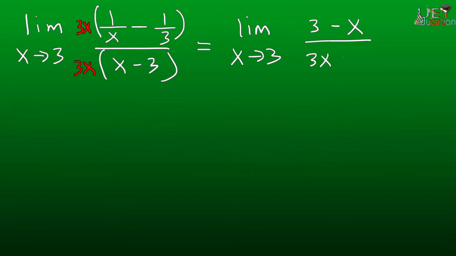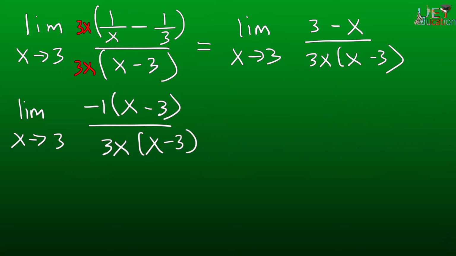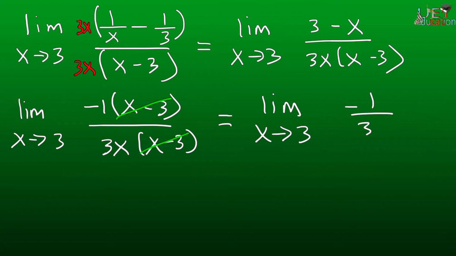Now, for the terms on the bottom, I'm going to leave it in its factored form. Notice that 3 minus x and x minus 3 are very similar. If you see a situation like this, factor out a negative 1. If we take out a negative 1, the negative x will change to positive x, and positive 3 will change to negative 3. So notice that we can cancel the x minus 3 factor at this point, and what we have left over is the limit as x approaches 3 of negative 1 over 3x.